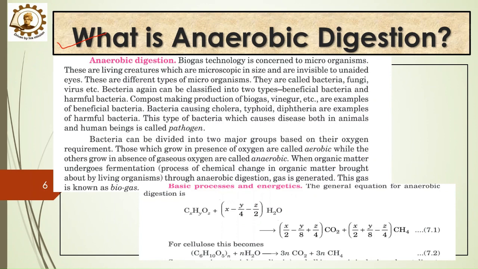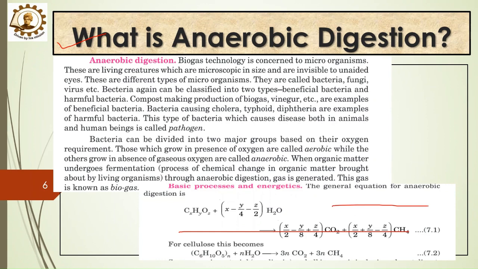Compost making, production of biogas, vinegar, etc. are examples of beneficial bacteria. But there are certain harmful bacteria that cause human diseases. Anaerobic digestion mainly takes place with the help of anaerobes, which can grow without a sufficient amount of air or oxygen. Bacteria can also be divided depending upon the oxygen requirement. Those which grow in the presence of oxygen are known as aerobes, and those which grow without the presence of oxygen are known as anaerobes.